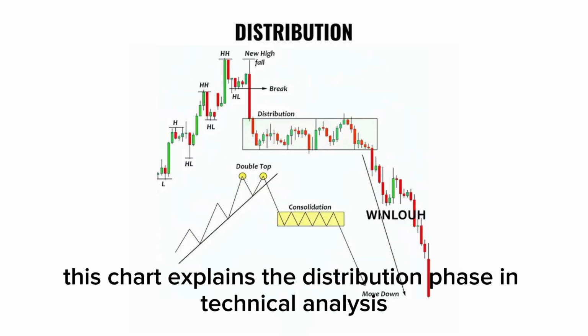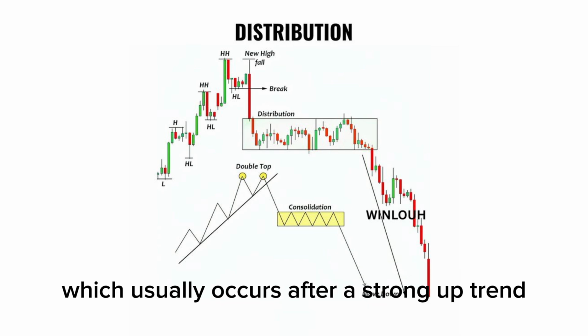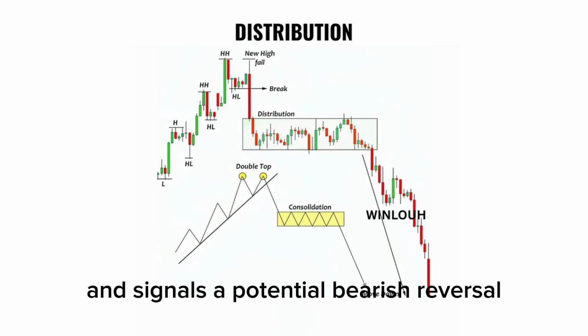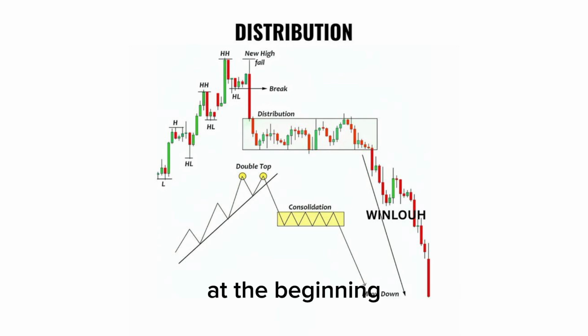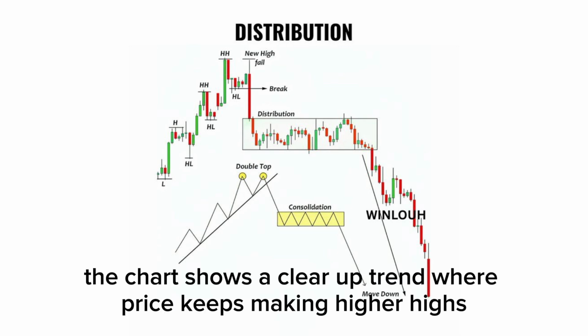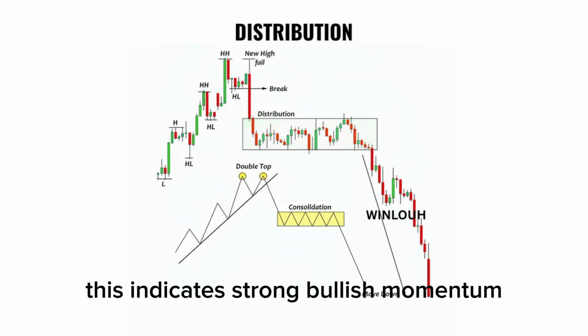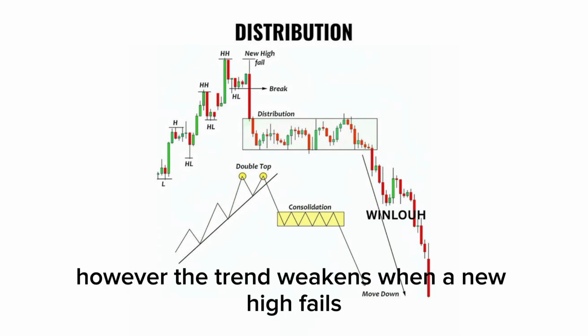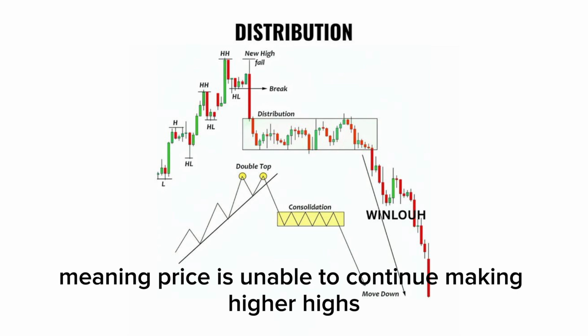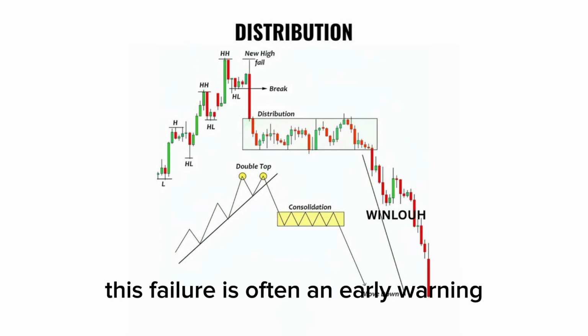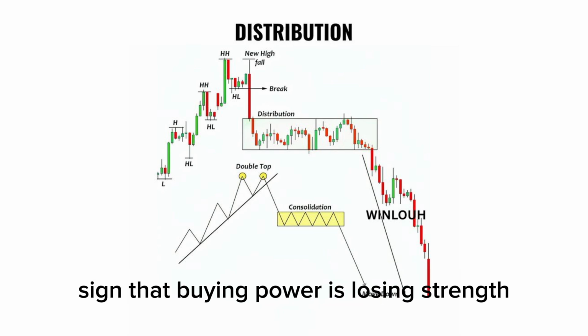This chart explains the distribution phase in technical analysis, which usually occurs after a strong uptrend and signals a potential bearish reversal. At the beginning, the chart shows a clear uptrend where price keeps making higher highs, HH, and higher lows, HL. This indicates strong bullish momentum. However, the trend weakens when a new high fails, meaning price is unable to continue making higher highs. This failure is often an early warning sign that buying power is losing strength.